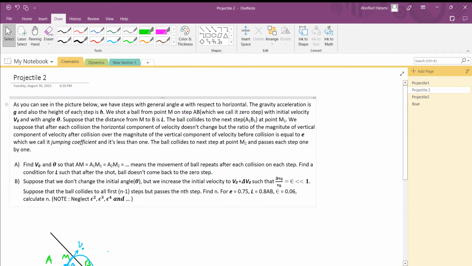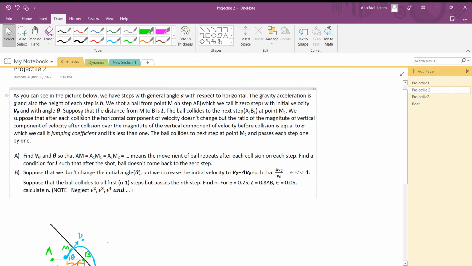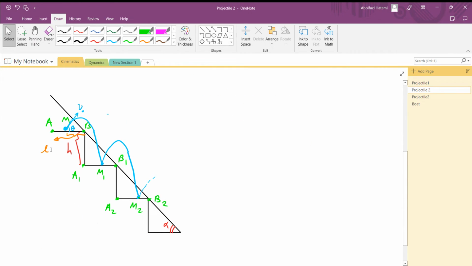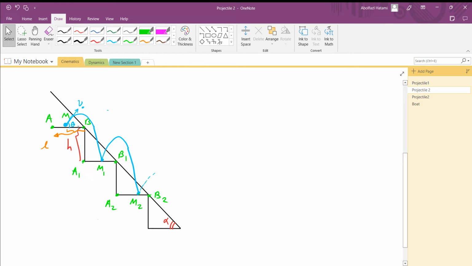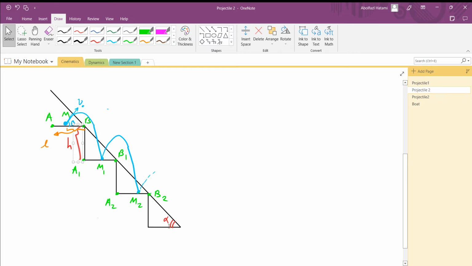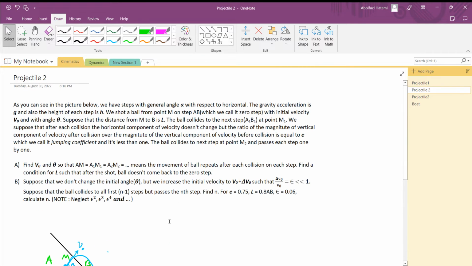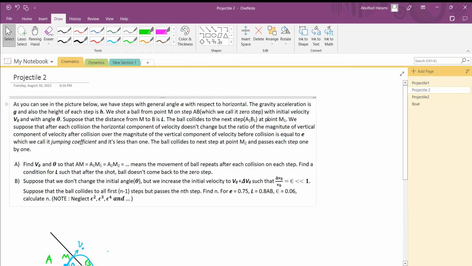As you can see in the picture below, we have steps with general angle alpha with respect to the horizontal. What does it mean? It means that in this picture, don't be confused about the picture. We have several steps, and if you draw a straight line from the edge of these steps, the angle that this straight line makes with the horizontal is just alpha, which I showed here with red color.